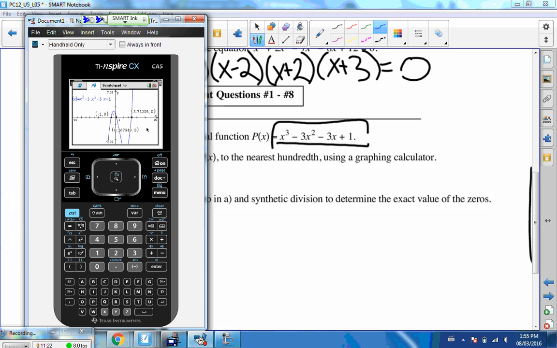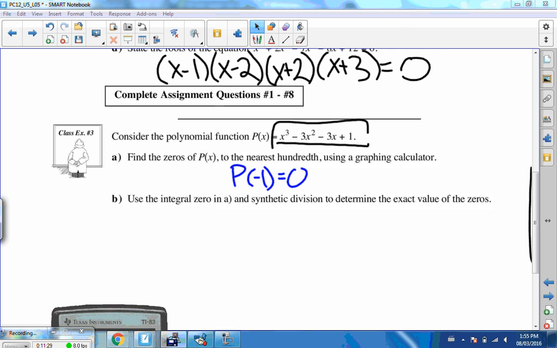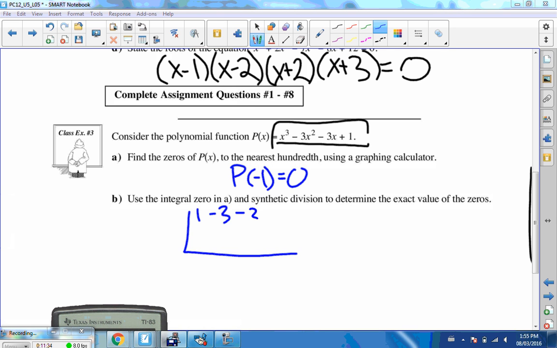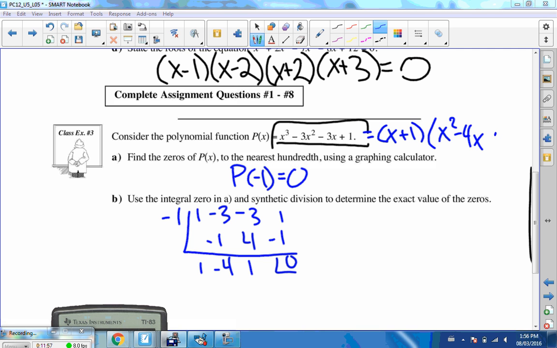Now the -1 I know is good. So I know that p at -1 equals 0. So what I'm going to do is take that one out first. Thank you, calculator. You've done your job. So synthetic division: 1, -3, -3, 1, -1, 1, -1, -4, 4, 1, -1, 0. So this thing is going to be x plus 1, because it's the -1, times x squared minus 4x plus 1.